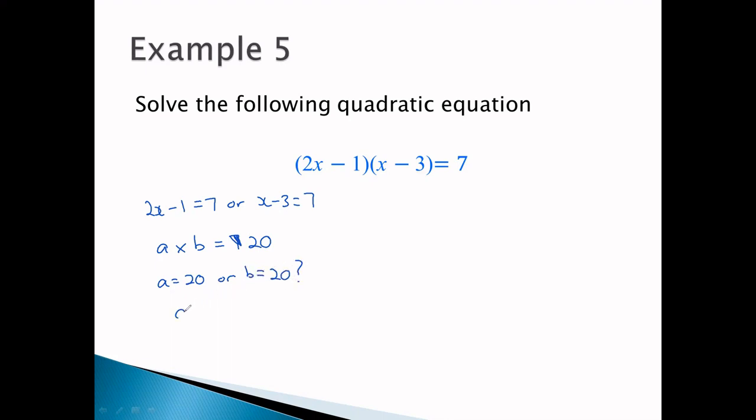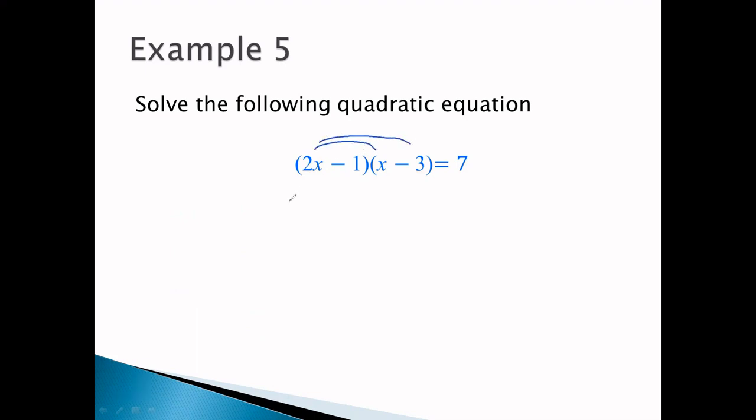Not necessarily. a can be 5, b can be 4. a can be 10, b can be 2. 10 times 2 equals 20. So it is not right to do this. All right? We have to make use of the zero product rule. So what do we do then? We can only expand this. So expand and simplify it first.